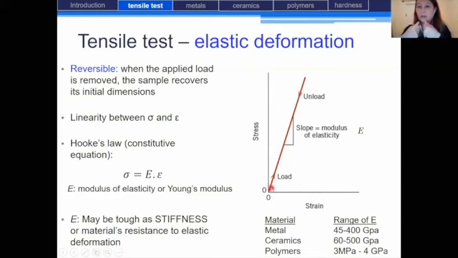Which means I must apply a higher stress in order to obtain the same deformation of my material if its elastic modulus is higher. And so you can see here on this table that depending on the class of material, the range of values for the modulus of elasticity is quite different. So for metals, it will range from 45 to 400 gigapascal. For ceramics, 60 to 500 gigapascal. And for polymers, these values are much lower, from 3 megapascal to 4 gigapascal.